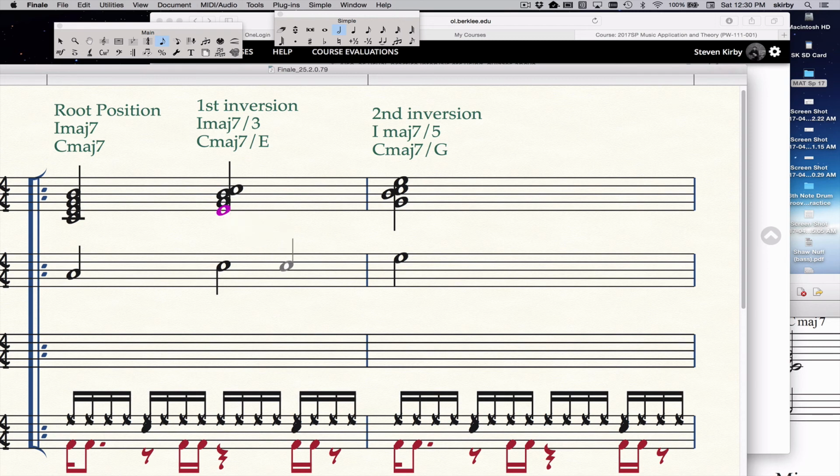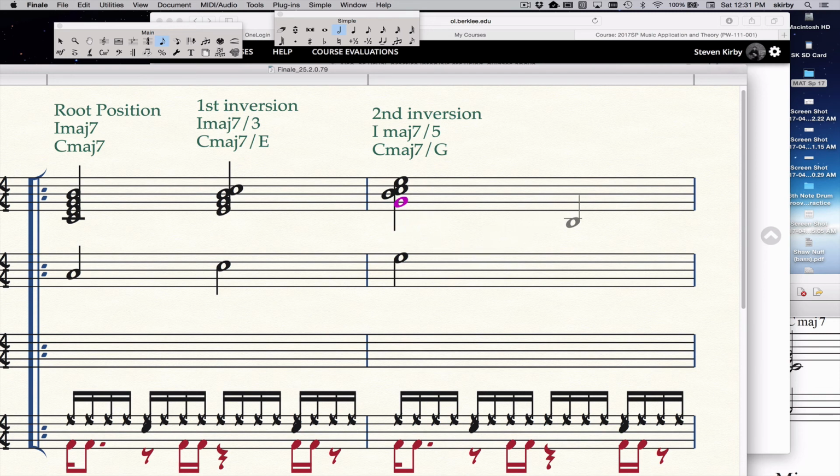It's been inverted once. And if we do it again and bring that third up an octave one more time, we get this structure. And this is now C major 7 over G, because G is now the lowest note. I'm sorry, G is the fifth of the C major 7 chord. So now we label it as 1 major 7 over 5. And it's been manipulated twice since its root position phase, so it's a second inversion. Second inversions always have the fifth in the bass.